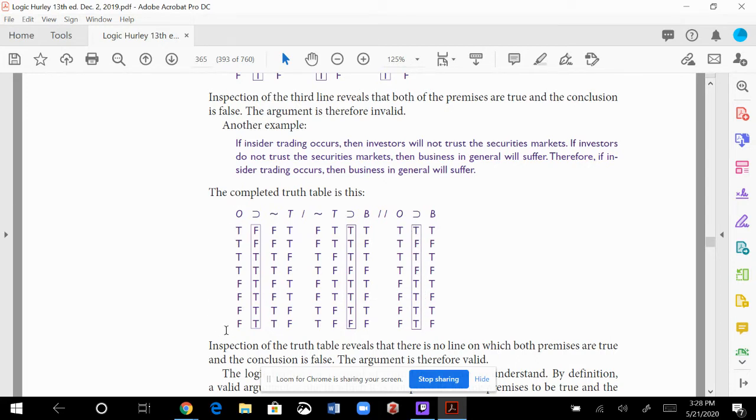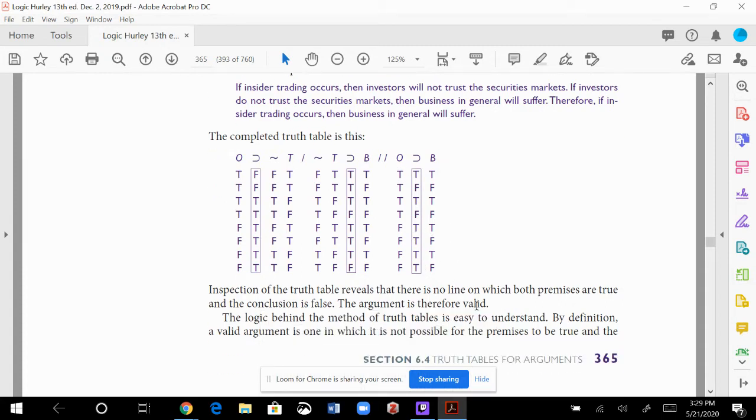Now, line 1 through 8, go across. Do we have a true, true, and a false? We have a true, true, and a true. True, true, and a true. True, true, and a true. True, true, and a true. True, true. We don't have a line where it's two true premises and a false conclusion. Therefore, the whole thing is valid. That's what Hurley's saying right there. The whole thing's valid.